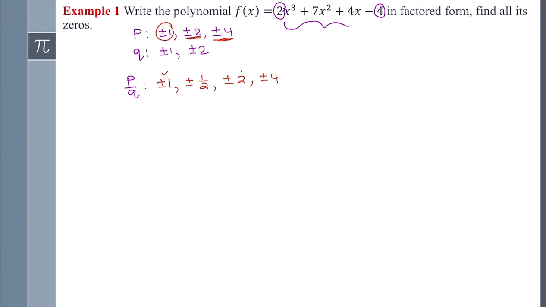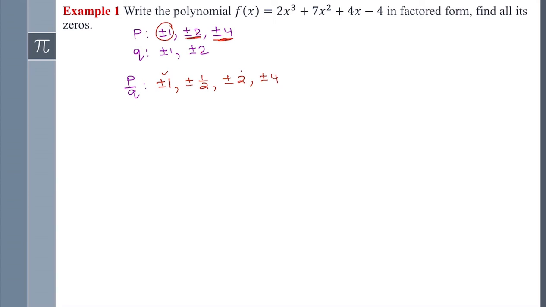Now first we need to find at least one rational zero, and after that we can use synthetic division, factor this polynomial, and find the rest of the zeros. For that we can just plug it in and check. So we have 1 and negative 1. If we plug 1 in here, we see if we get a 0. That's how we are going to test. So if we take 1 and plug it in here, we get 2 times 1 cubed plus 7 times 1 squared plus 4 times 1 minus 4. That's not going to give us 0, so I don't think 1 is a zero for that polynomial.